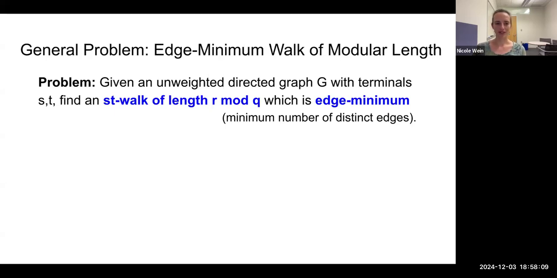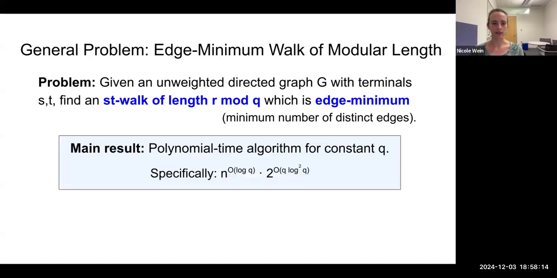Okay, so what's the answer? The answer to this problem is that it's solvable in polynomial time, and that's the main result of this paper. We show that you can solve this problem in polynomial time for constant q, and in particular for general q, you can also solve it in this time that we have here, n to the order log q times 2 to the order of q times log squared q.